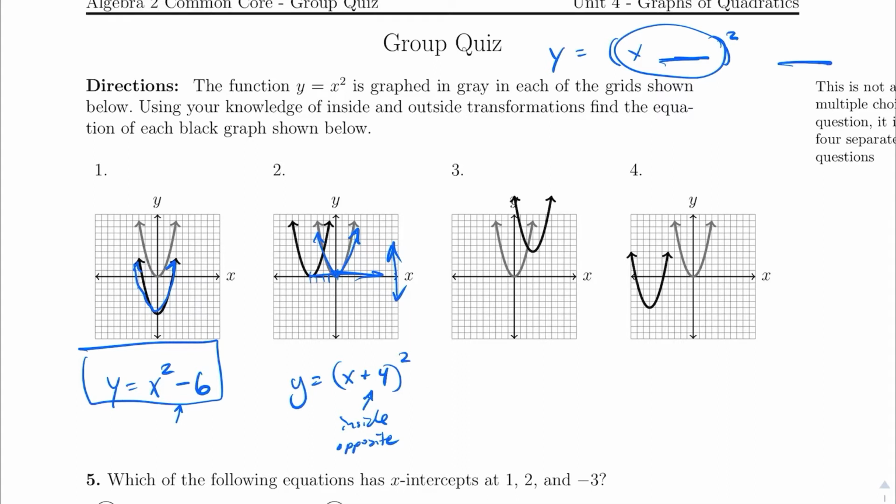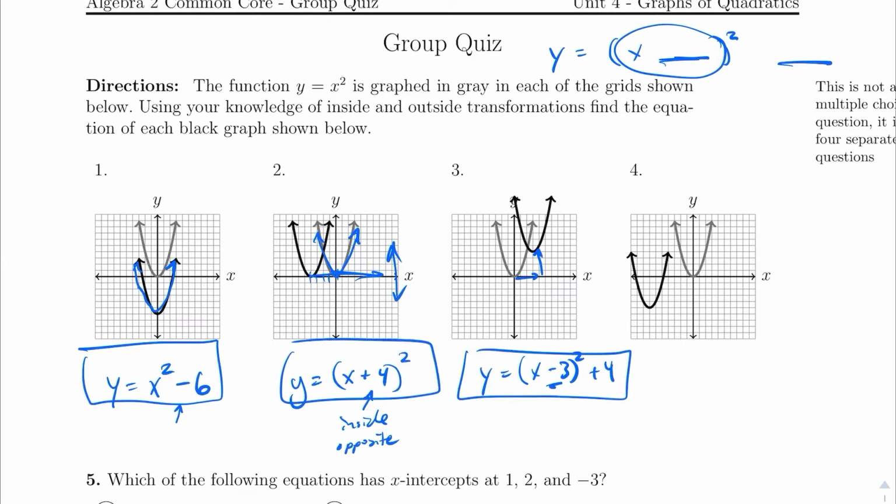For problem number 3, you've got y equals, you're going to move it 3 to the right, 4 up. So x minus 3 inside, because it's 3 to the right, opposite of what you expect. And then in the vertical direction, 4 up. The last one of these I'm going to leave for you to figure out, because it's very similar to the ones that we just did. Just keep in mind that inside is always the horizontal direction, outside is always the vertical direction.